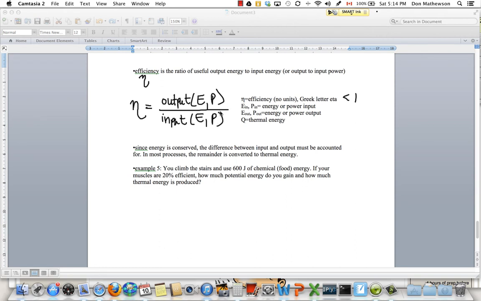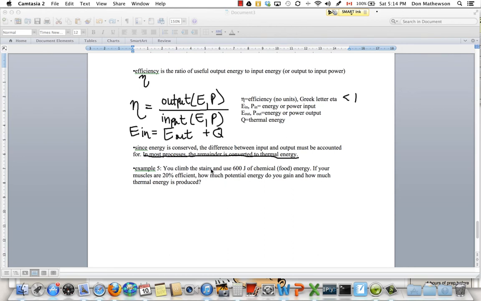The reason for that is that some of the input energy is converted to output, but then there's always a little bit of thermal energy, Q, that's created in the process. This is typically thought of as waste heat. So when you burn gasoline, some of it makes the car go, and the rest just heats up the air and the road. Okay? So this is the concept of efficiency. In most processes, the remainder is converted to thermal energy. That's what this second relationship says right here.